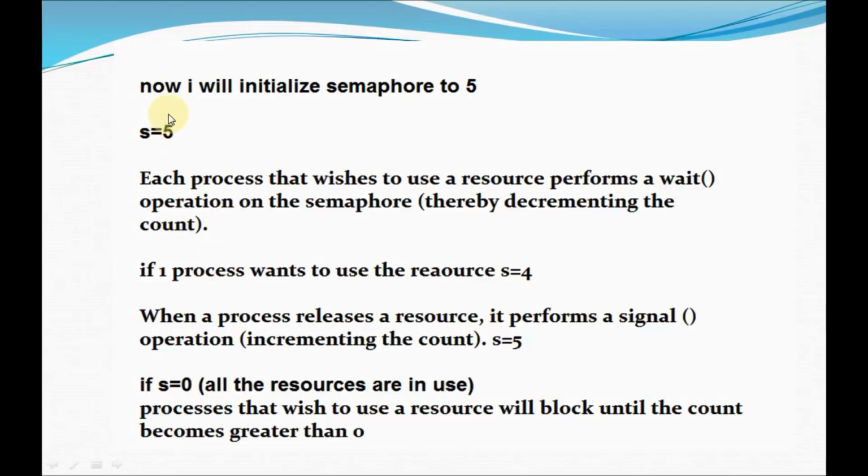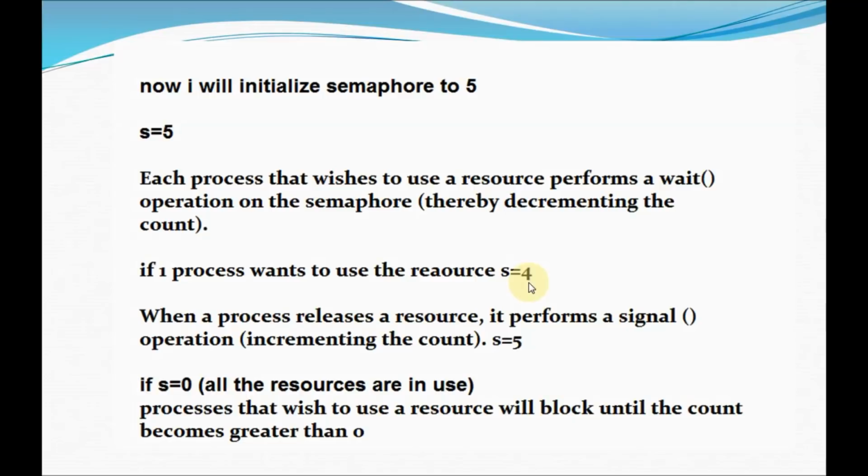Now I will assume there are 5 resources, and one process wants to use the resource. Earlier, how many resources were there? 5 resources. When one process wants to use the resource, I need to decrement the value. I told you, when a process wants to use the resource, you have to use the wait. That means wait decrements the value. Now the S value is changed to 4 from 5. That means one process is using the resource. Still 4 printers are remaining.